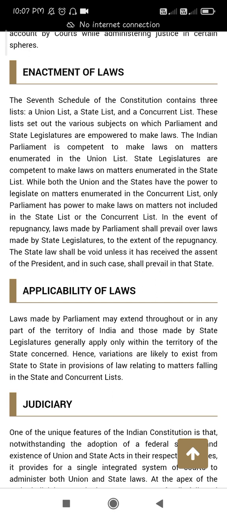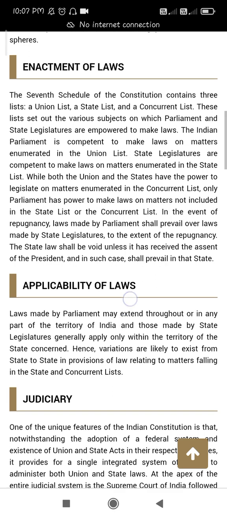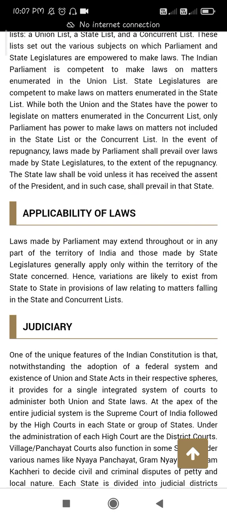Only Parliament has power to make laws on matters not included in the state list or the concurrent list. In the event of repugnancy, laws made by Parliament shall prevail over other laws made by state legislatures to the extent of the repugnancy. The state law shall be void unless it has received the assent of the President, and in such case shall prevail in that state.